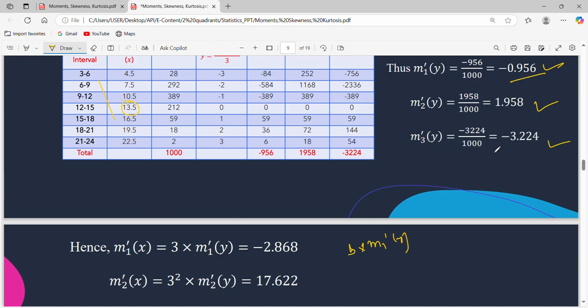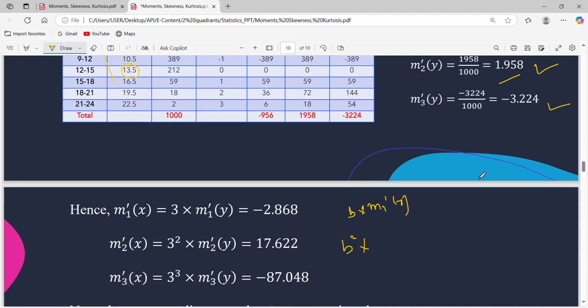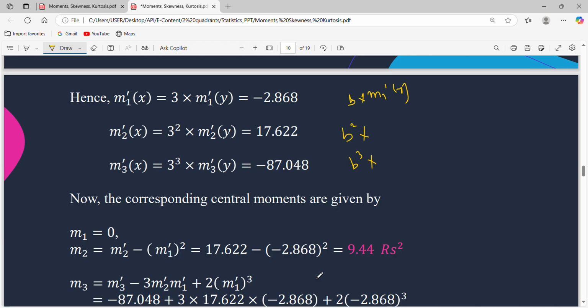Next is m2 dash. m2 dash is b square into this one. Next is m3 dash x, b cube into this one. You will get this one. So these are the raw moments of the given problem.